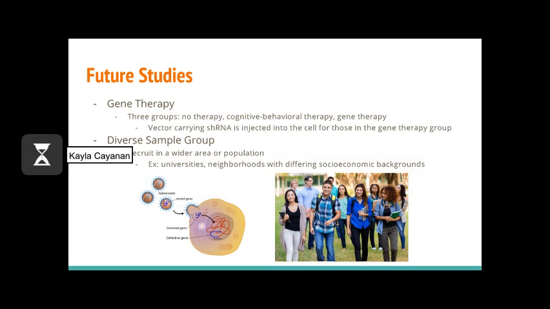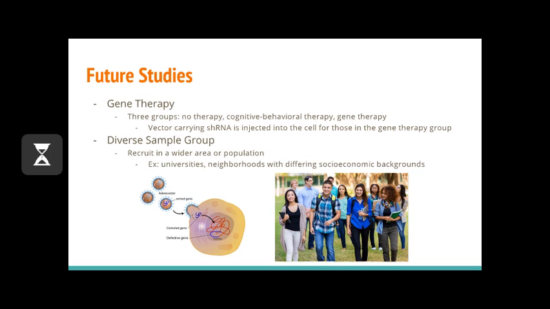In terms of future studies, there are two directions that we want to address and take. The first direction is utilizing gene therapy. There hasn't been much study or research on using gene therapy for combating alcoholism. However, we think that this could be an effective way for anyone who's battling alcoholism or has an alcohol dependence to target their disease. How we would go about doing this is a study that has 3 groups: a group of people that would have no therapy, a group of people that would undergo cognitive behavioral therapy, and a group of people that would undergo gene therapy.